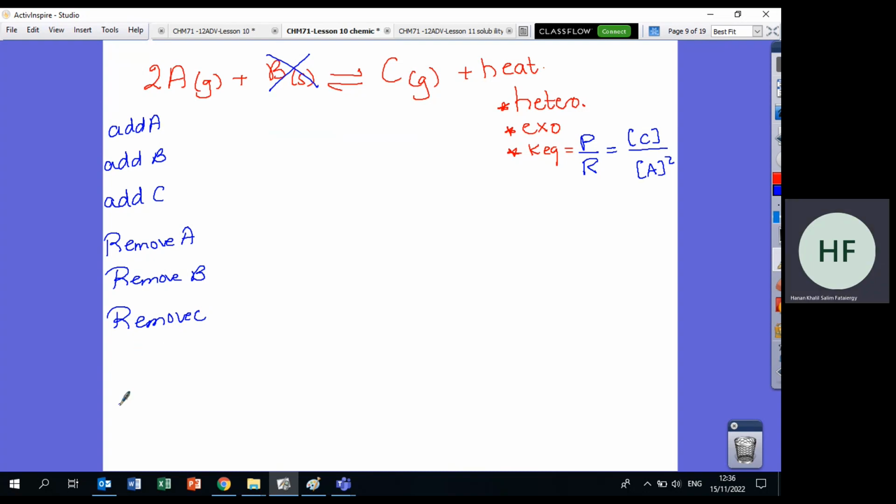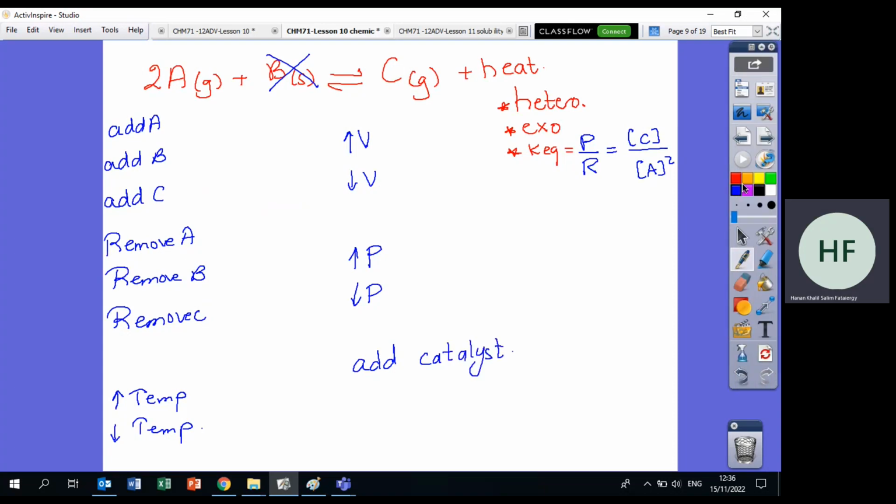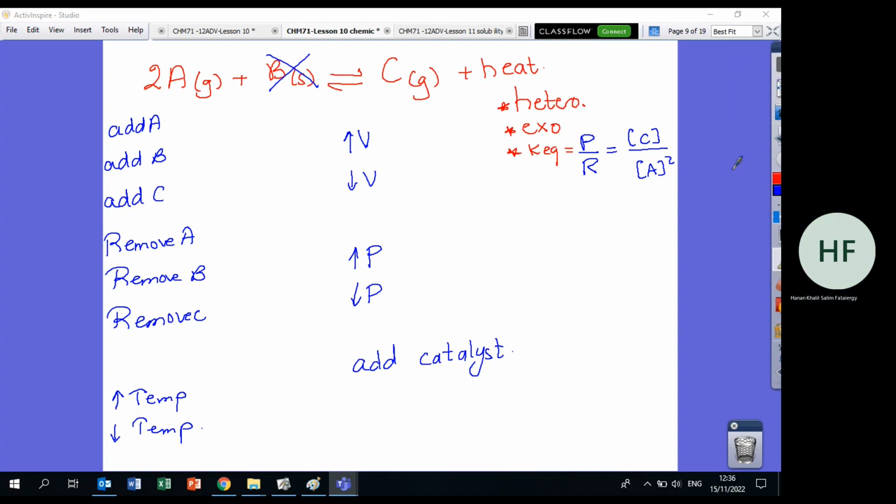Now, what happens if we increase the temperature and if we decrease the temperature? What happens if we increase the volume, if we decrease the volume? If we increase the pressure, if we decrease the pressure, and what happens if we add catalyst. Okay, now pause the video and answer these questions before I give you the answers.